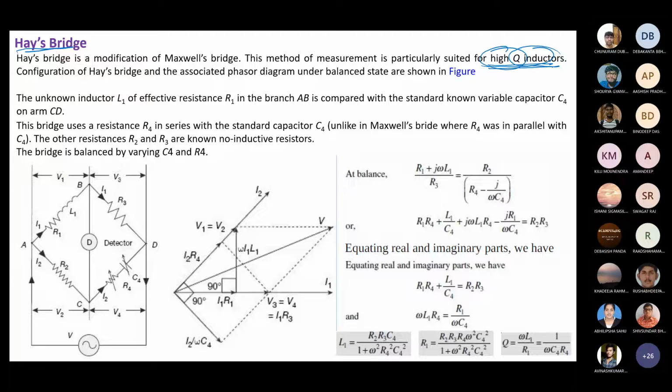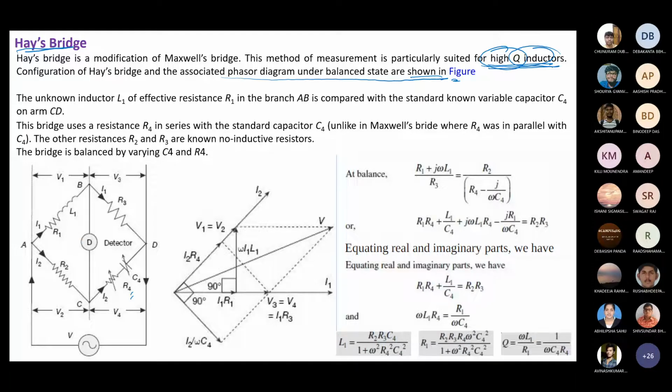The Hayes bridge also has the phasor diagram under the balance figures given here. You know the diagram of figures. In the previous case, the Maxwell capacitor inductor bridge, R4 and C4 were in parallel. Now you are making C4 in series with your R4. The basic equations are the same: Z1 by Z3 equal to Z2 by Z4.